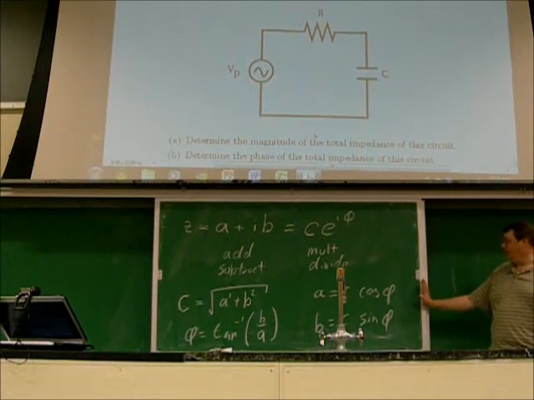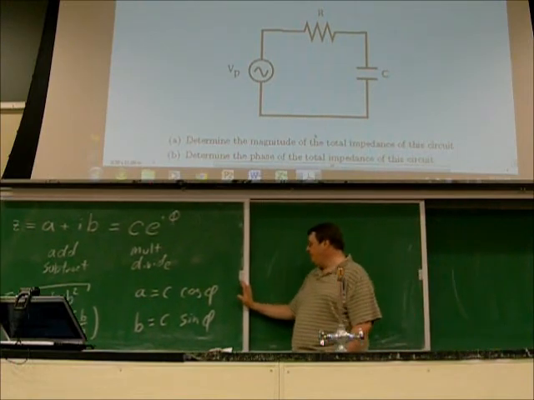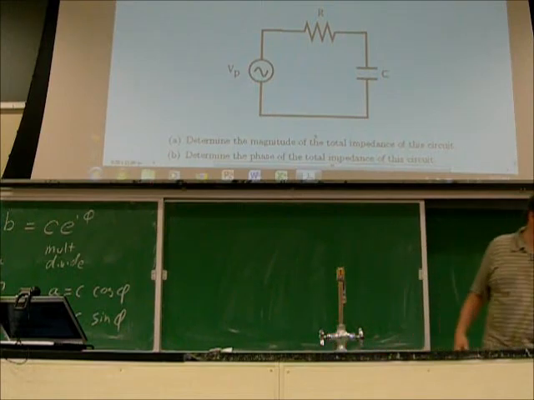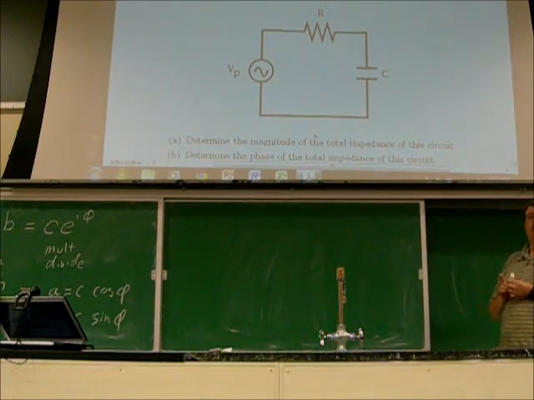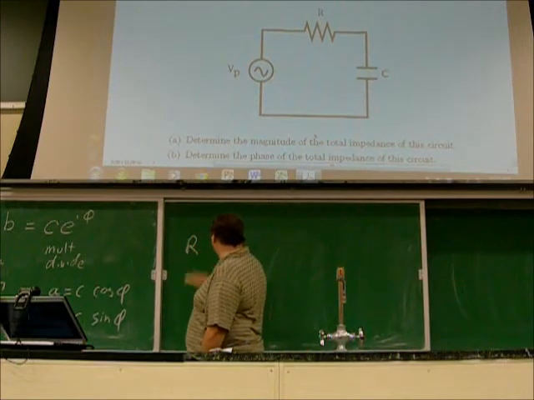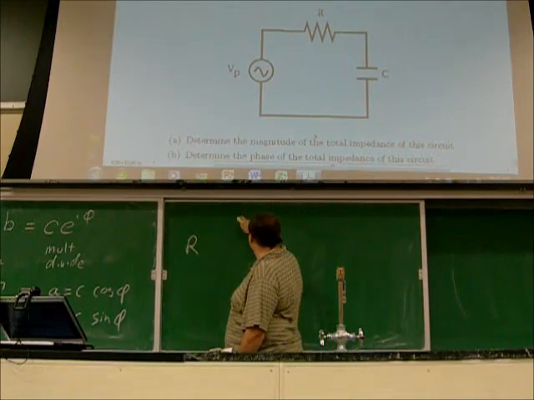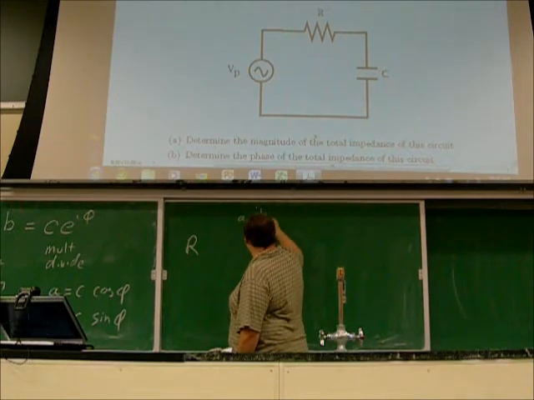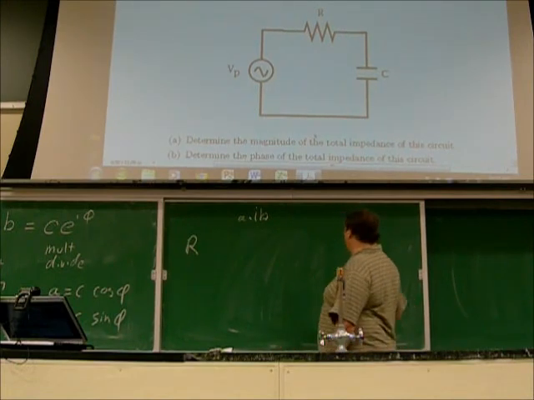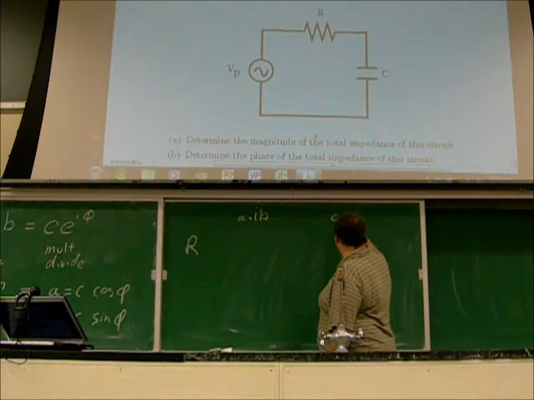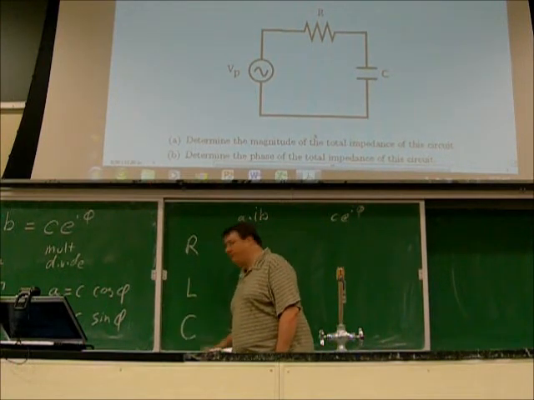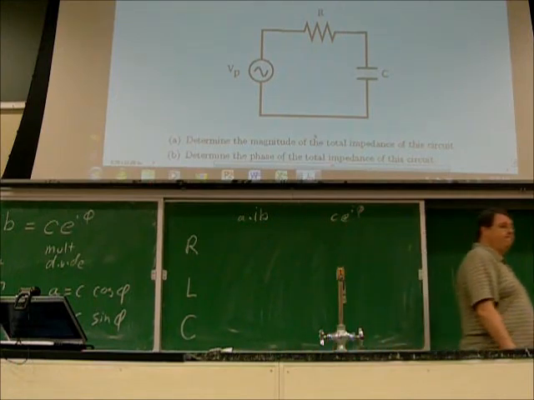Now, just for convenience's sake, I wanted to express a few things in two different notations. I want to express the impedance of a resistor in a plus ib form. I want to express it in c e to the i phi form. And I want to do the same thing for an inductor and the same thing for a capacitor. Okay?